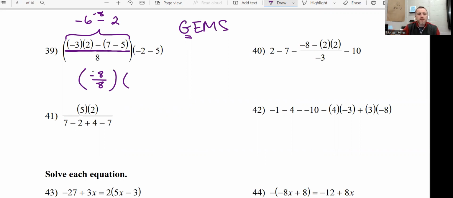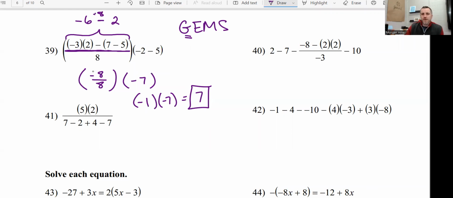And we're multiplying that by what's -2 minus 5? -7. So now we're going to do the division that's in these parentheses, and we get -1 times -7, which is just equal to 7. Yippee. All right. That's it for order of operations for right now.